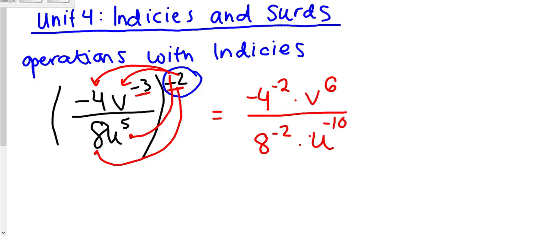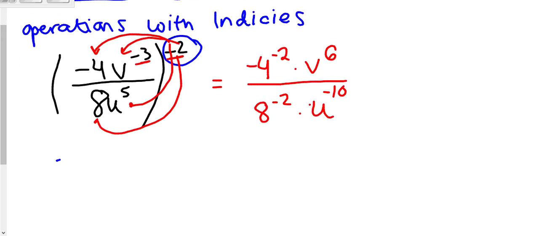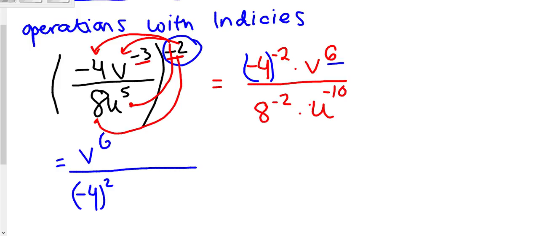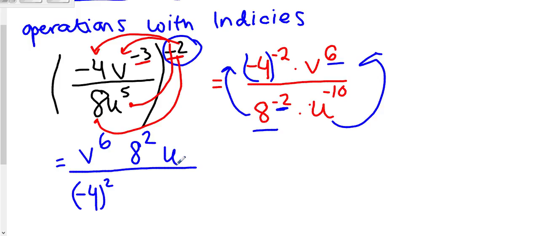So anything that's negative will need to move. So the negative 4 has a negative 2 exponent. That means that negative 4 squared, so we need to make sure we have some parentheses on there. Negative 4 squared will move to the denominator. Okay, this 6 is positive, so it will stay up top. The 8 has a negative 2 exponent, so since it's in the bottom, it's going to move up top. So we will have 8 squared. U is negative, so it will need to move up top as well. So we will have u to the 10th.